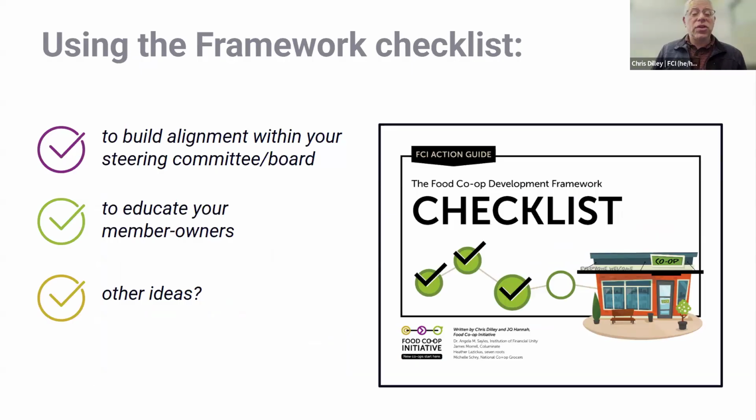So other thoughts are to use the checklist as a way of educating the community. Maybe as a communication tool with member owners, maybe doing posts about items as you check them off, showing that you're following a process that is trusted and tested. Things like that could be very fun ways to also engage the community and build a sense of collective ownership around the effort. And then I'm definitely interested to hear everybody else's ideas and thoughts about ways to use this checklist in your own organizing.